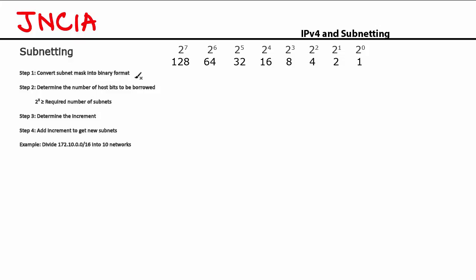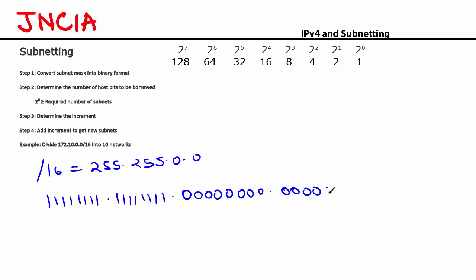The first step says convert the subnet mask into binary format. The original subnet mask that we've been given is a /16, which in decimal would be 255.255.0.0. Convert this into binary and you'd get, that's the binary subnet mask, and that's the first step.